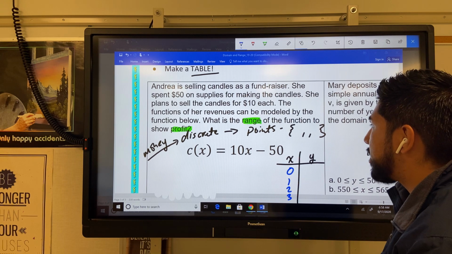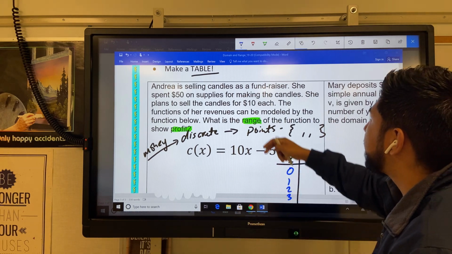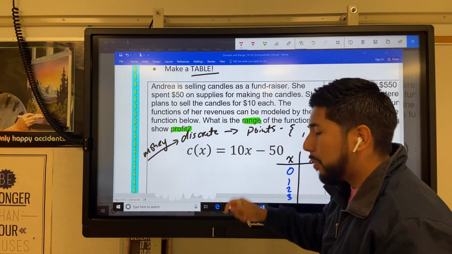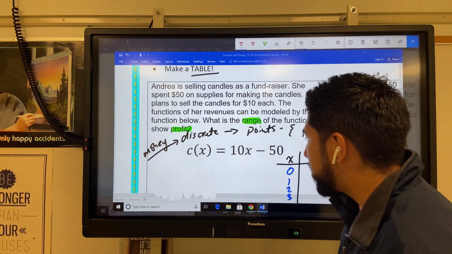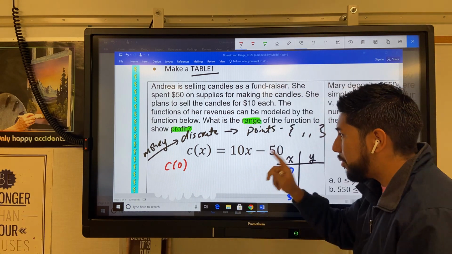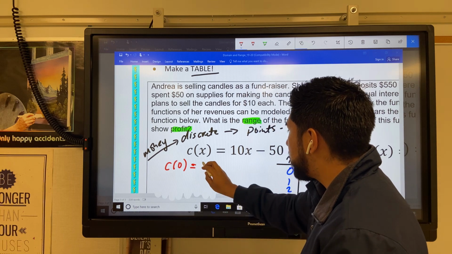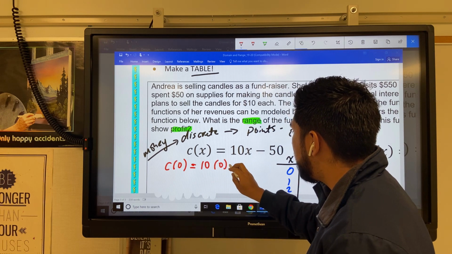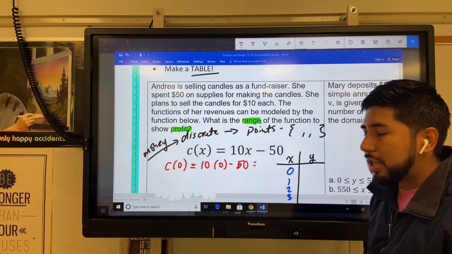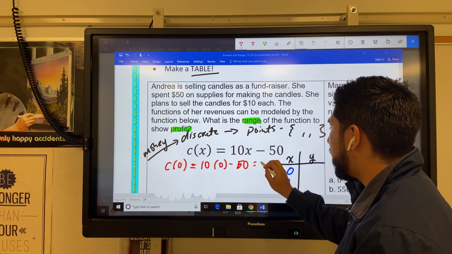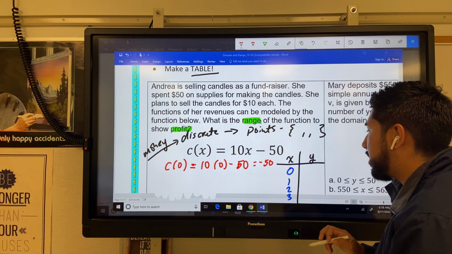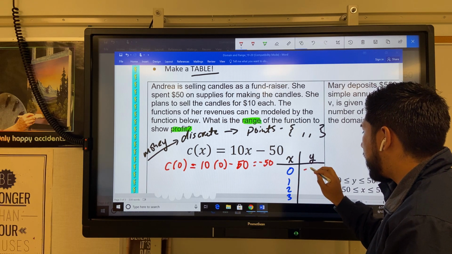I wasn't prepared for all these announcements. But anyways, what do I do with these X values? We learned that we're going to take these X's, boom, put them in there. Example, so I know for C of 0, because I'm taking the 0, replacing it, we did this last time, equals 10 parentheses 0 minus 50. You know how to solve that. It gives you the answer. In this case, we're going to get negative $50 because she has not made money yet. So we got negative 50.